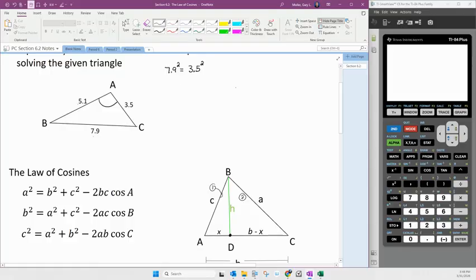So we're going to have the 3.5 squared and the 5.1 squared. Then it's minus 2 times, and then just those two numbers multiplied. Once again, it doesn't even really matter which one's which, as long as you have it straight that the 7.9 is the one opposite the angle you're looking for. So I got 2bc, and then I just have the cosine of A, which I do not know.